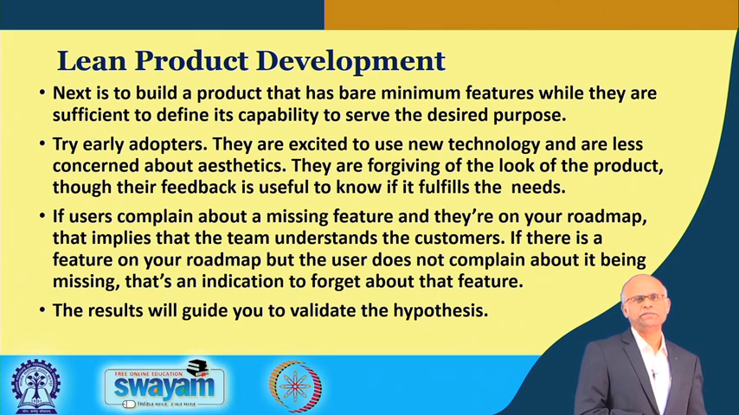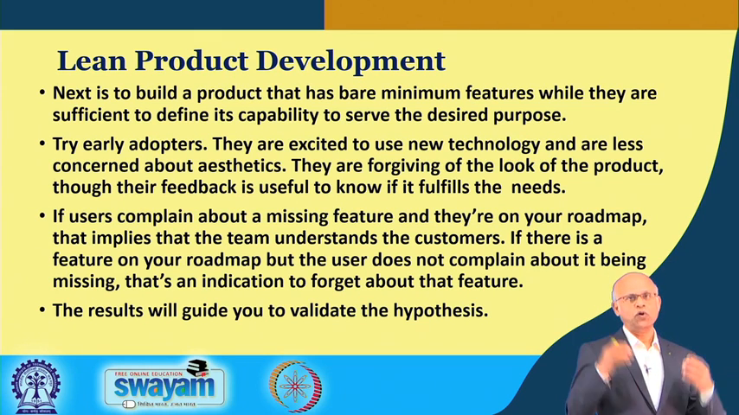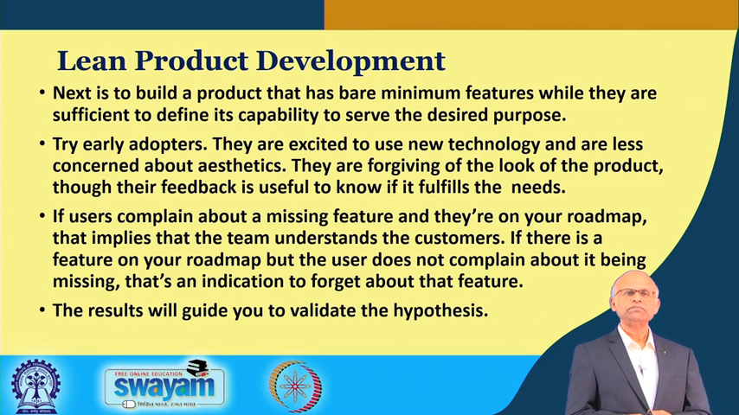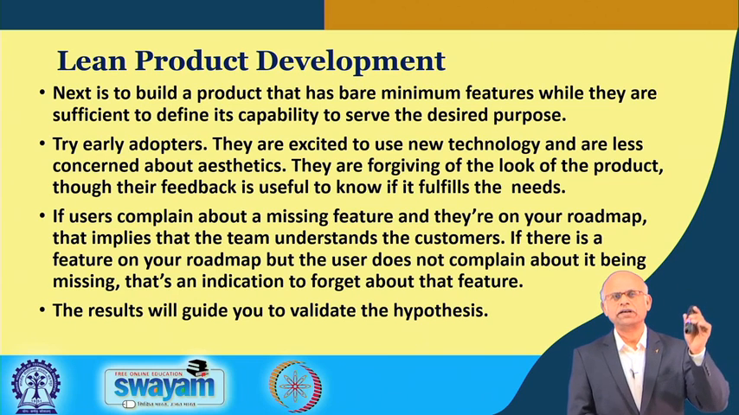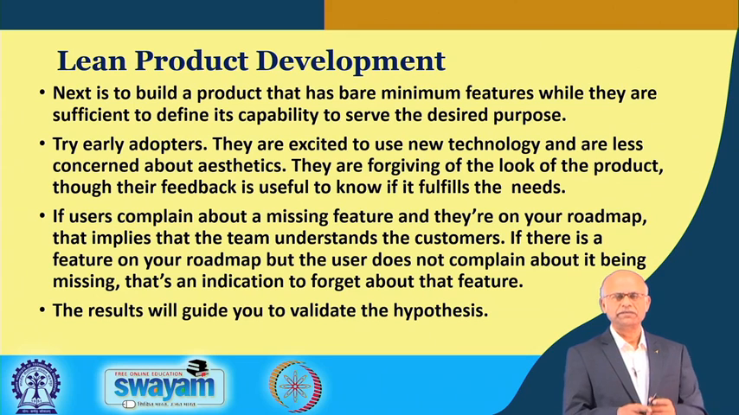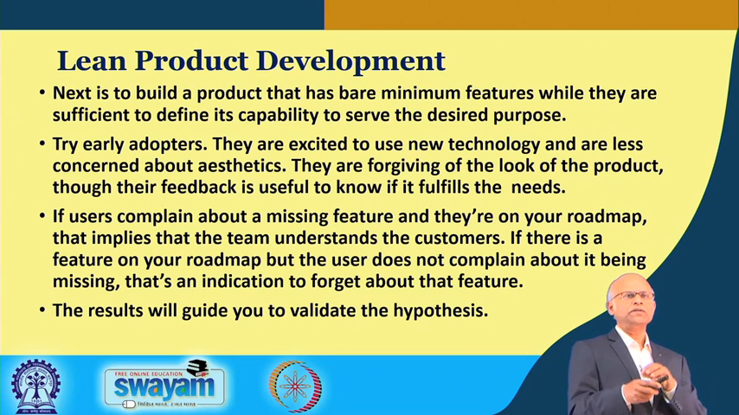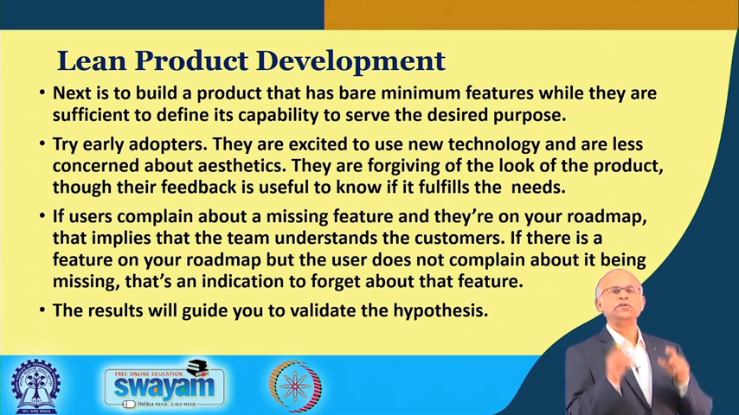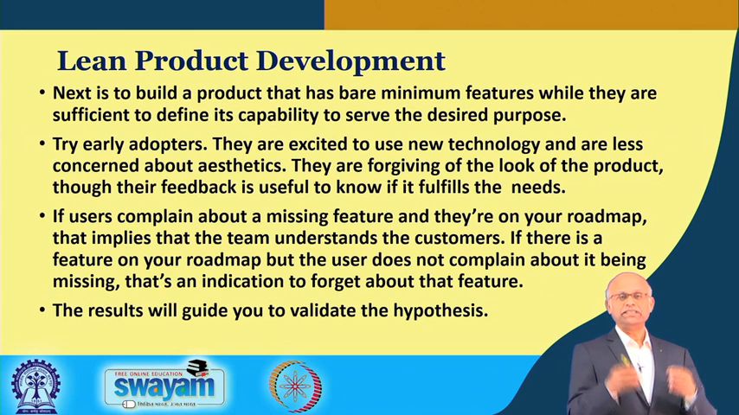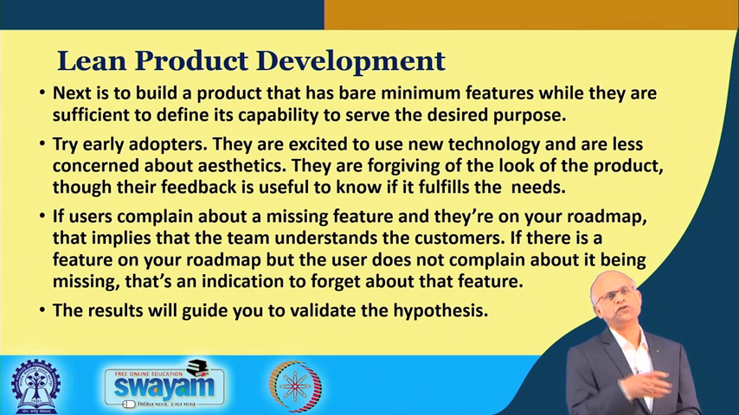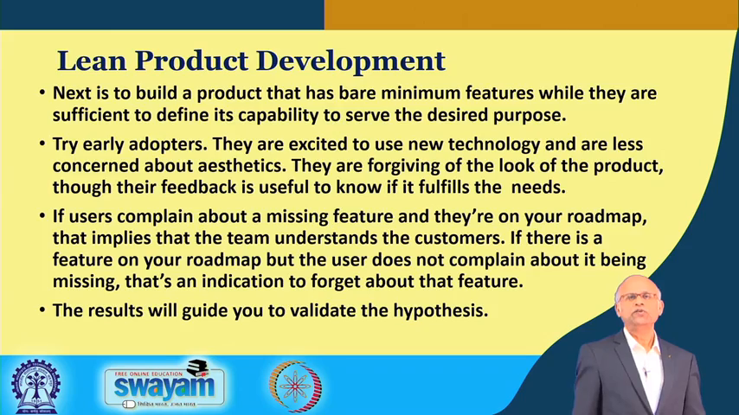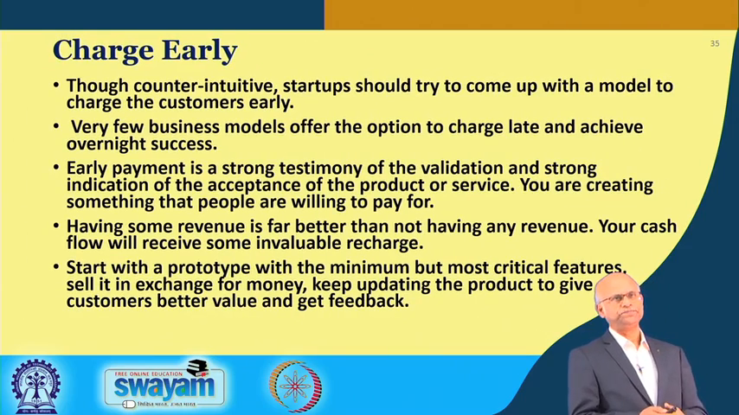If users complain about a missing feature and it is on your roadmap, that implies that the team understands the customer. Suppose this product is missing one feature and customers do not complain that the feature is not there. Then your product development team is now educated enough to understand that customers actually do not care about that feature, and if they complain about the absence of something, you should add that. The result will guide you to validate your hypothesis.